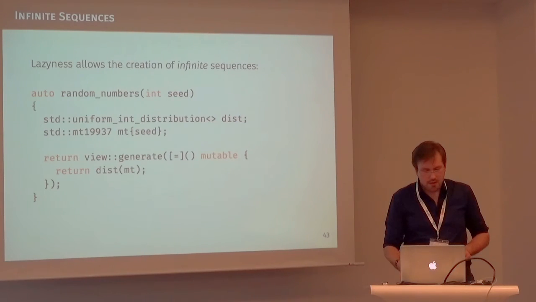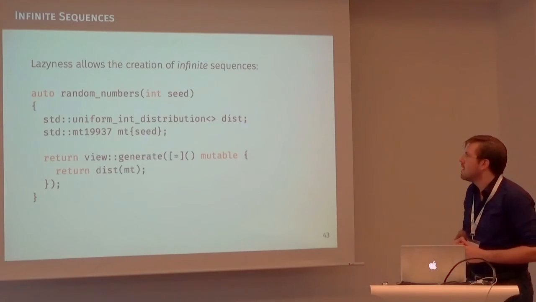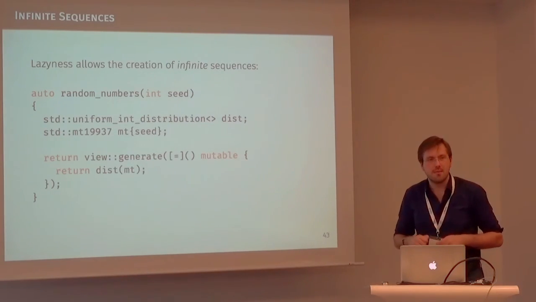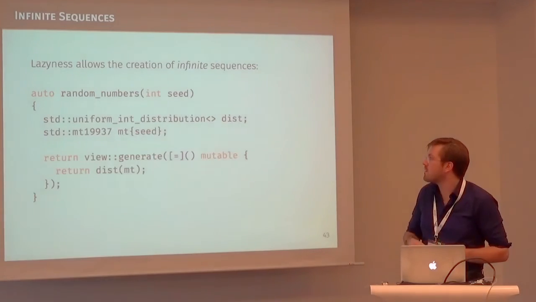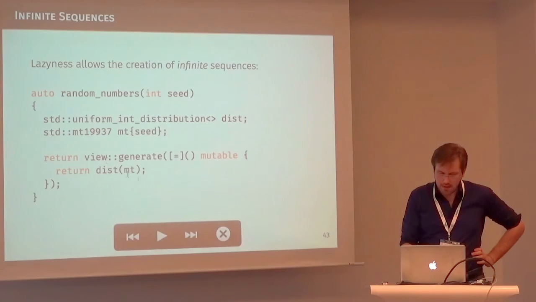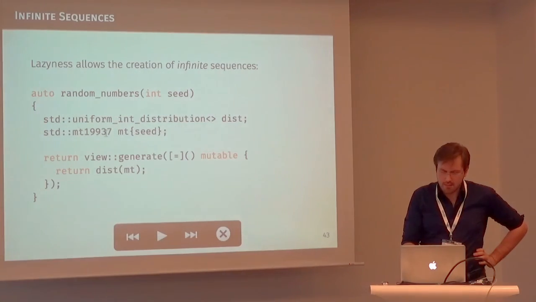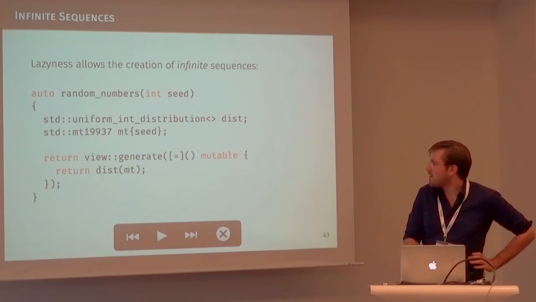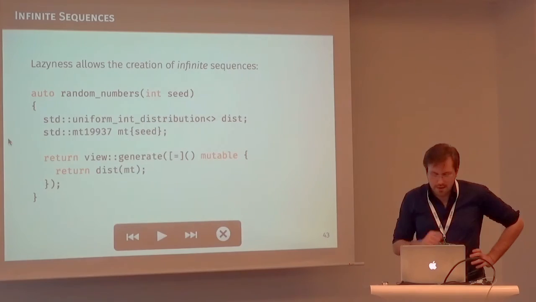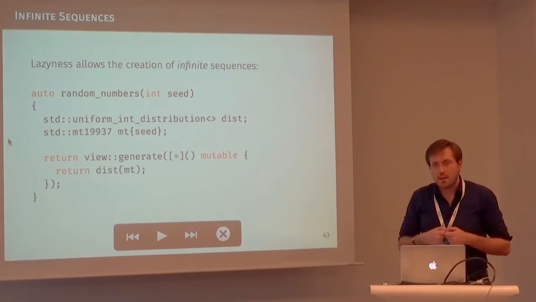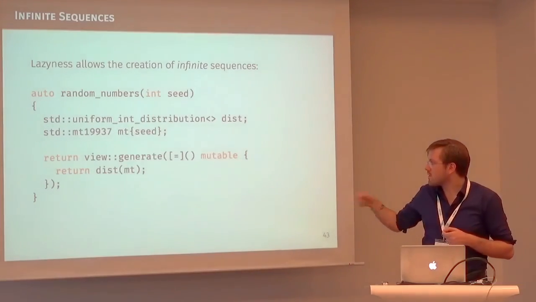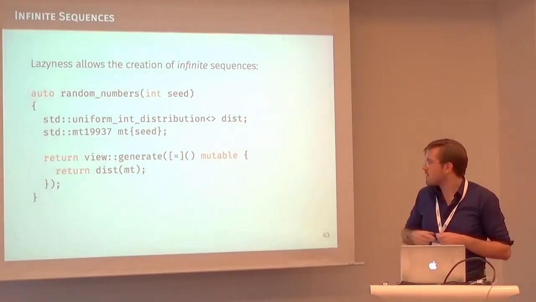Okay, so this is one example. With laziness, we can create infinite sequences. We can have infinite sequences of random numbers in this way. For example, I'm capturing the standard random number generator and calling it at each iteration. And the generate function will generate a sequence, a lazy sequence, where each element is the invocation of this lambda.